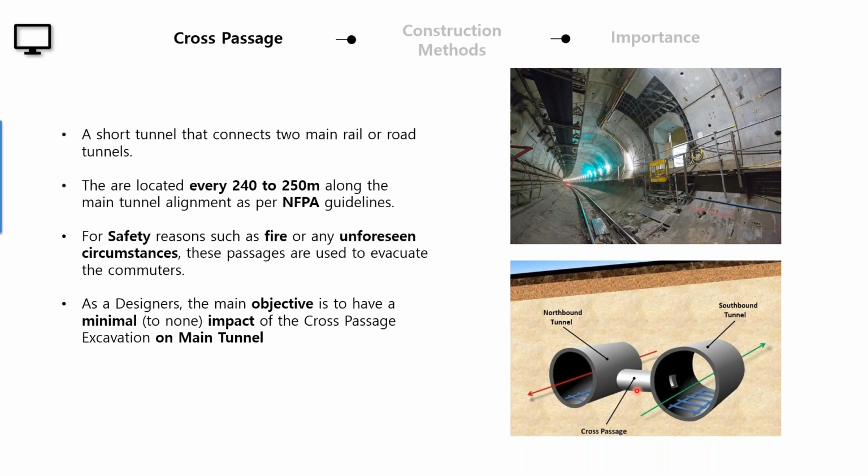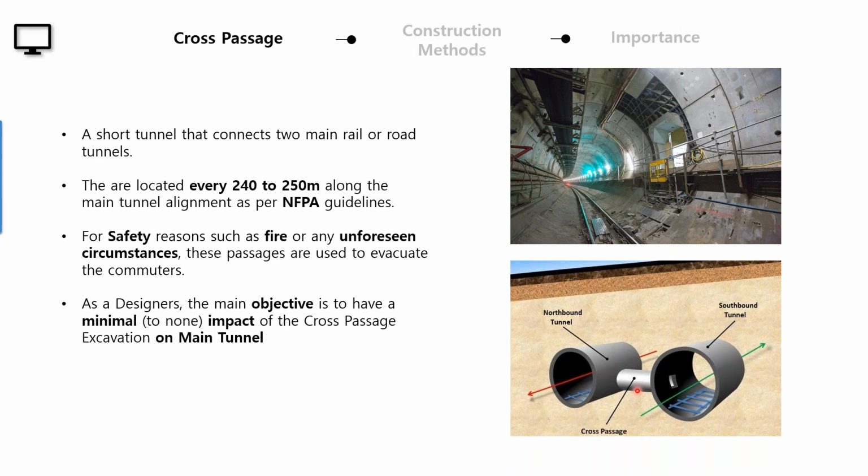The major reason for the construction of the cross passage is for emergency or safety situations, like a fire situation or unforeseen circumstances, like, let's say this is a rail tunnel and the train gets stopped. In order to evacuate the passengers from one tunnel to another tunnel, we use these cross passages. So it's an emergency and safety related cross passage, which we are going to deal with in today's session.